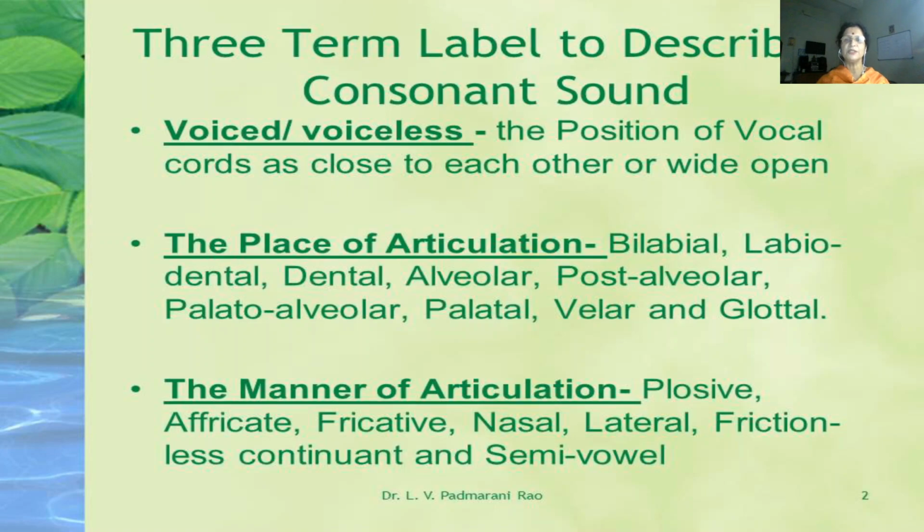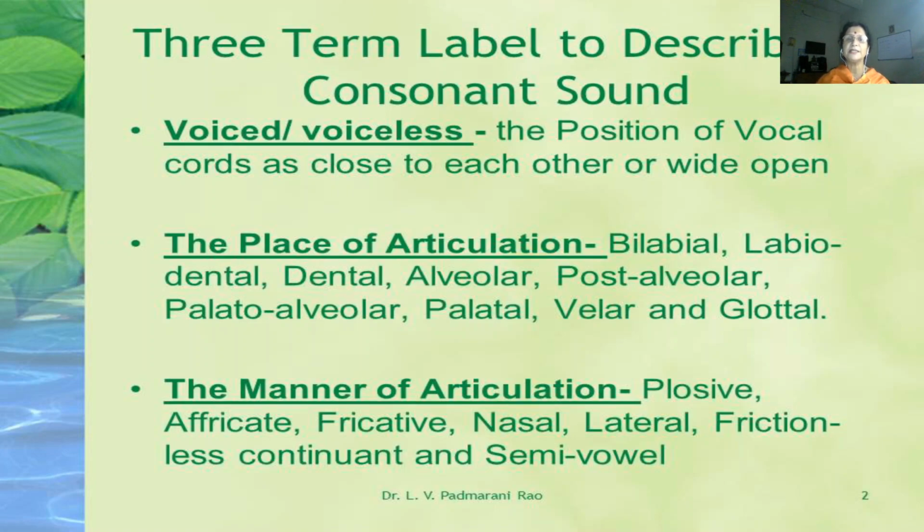The manner of articulation tells us exactly the structure or the way in which the air that is coming out from the lungs passes through the mouth or through the nose. If the air is held up for some time and then comes out with an explosive sound, it is called plosive. If the air is held up within the oral cavity but it comes out slowly, it's called affricate. If the air is not held up in the oral cavity but passes through the narrow passage between the active and the passive articulator, causing audible friction, it's called fricative.